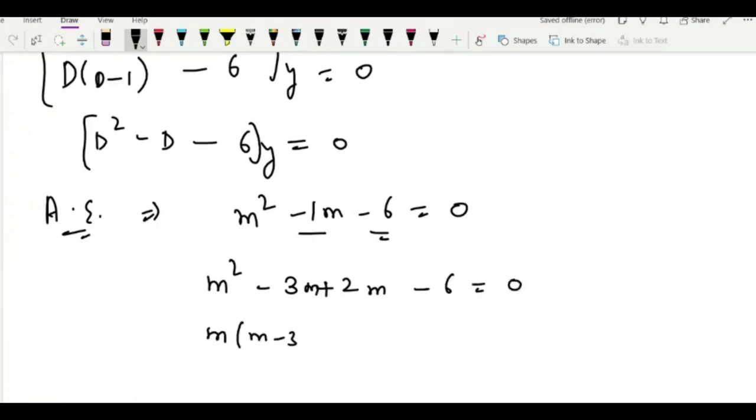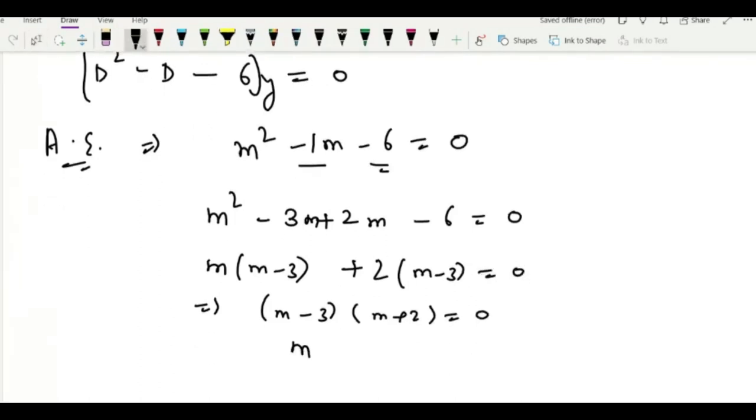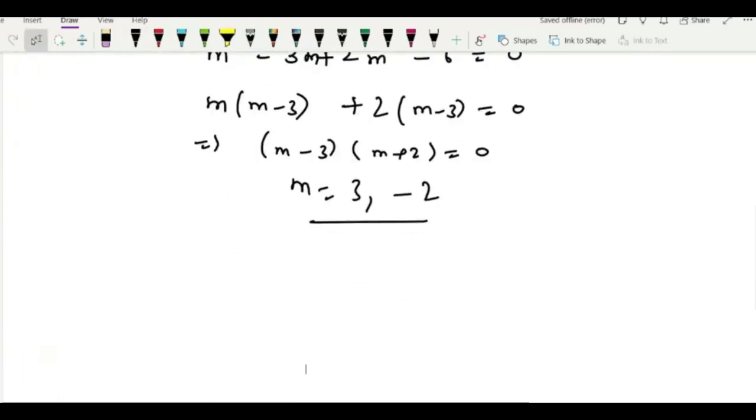Taking m common, m minus 3 plus 2, m minus 3 is equal to 0. So we get (m minus 3)(m plus 2) is equal to 0. So we get m is equal to 3 and minus 2. Again, real and distinct roots. So in this type, we can write our solution CF as C1 e raised to power 3t plus C2 e raised to power minus 2t.